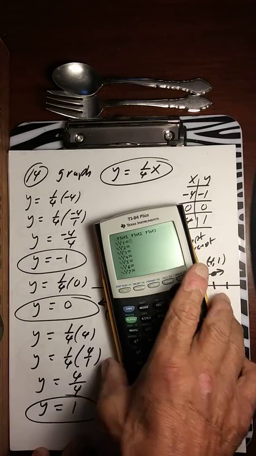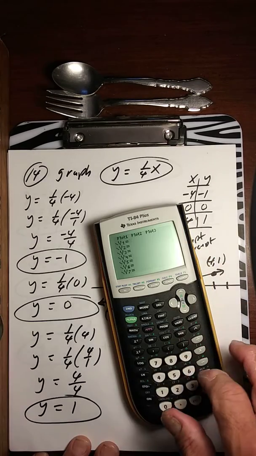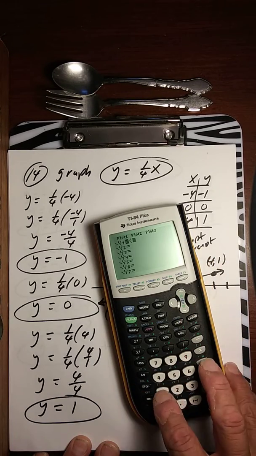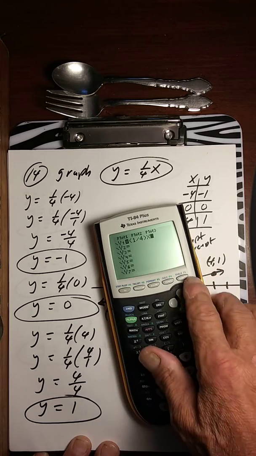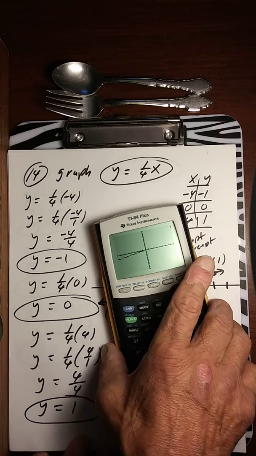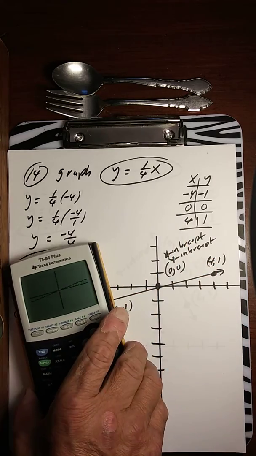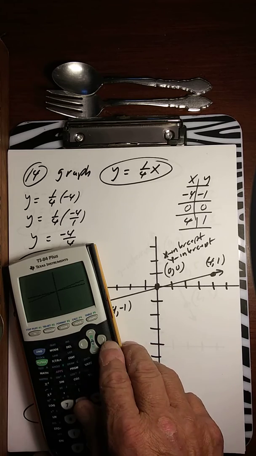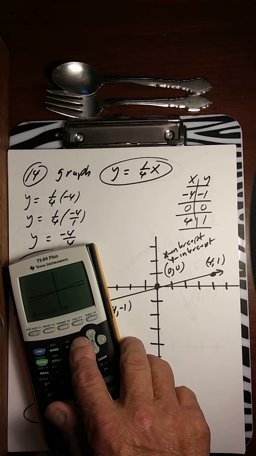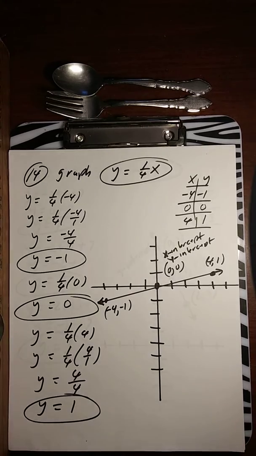Okay, let's put it in again. So y is going to be 1/4 of x. Let's put parentheses, 1 divided by 4, to keep that fraction together. Hit graph. There it goes, just like that. And you can do trace again to get points in there if you want to. Next one.